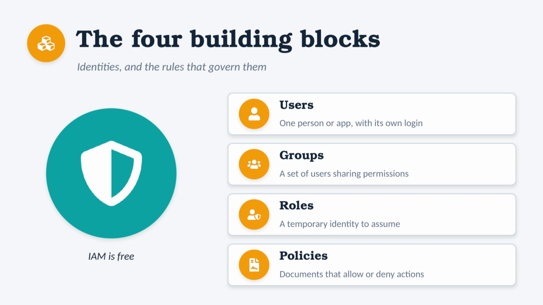Let's meet them. The first building block is a user. A user is an identity for a single person or a single application, something that needs to interact with AWS. It has its own name and its own credentials for signing in.